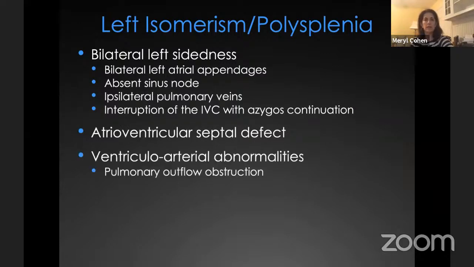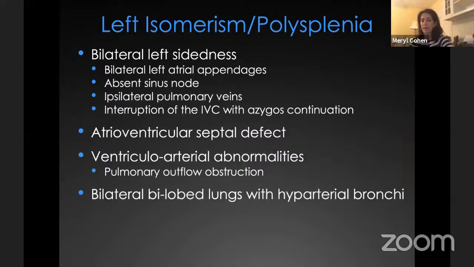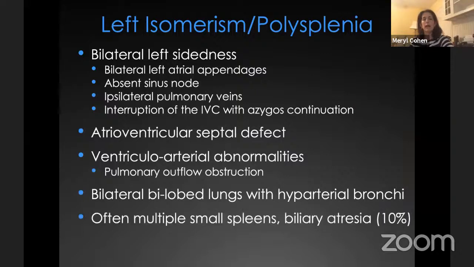Atrioventricular septal defect is common, as well as ventriculo-arterial abnormalities, such as double outlet right ventricle or transposition. And it is common for patients to have pulmonary outflow tract obstruction. However, in left isomerism, the patients can have aortic outflow tract obstruction as well. They'll often have bilateral bilobed lungs with hyparterial bronchi, as I showed you in that earlier slide. And they'll often have multiple small spleens, the so-called polysplenia, but it is not a very consistent finding, and that's why some people have issue with that terminology.